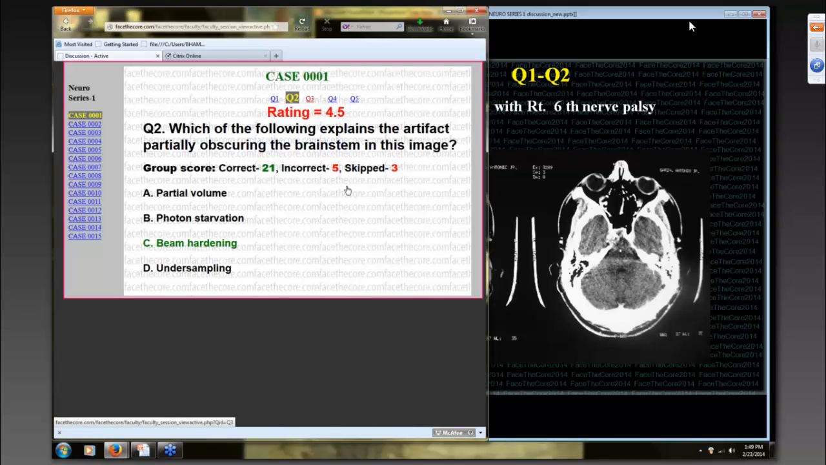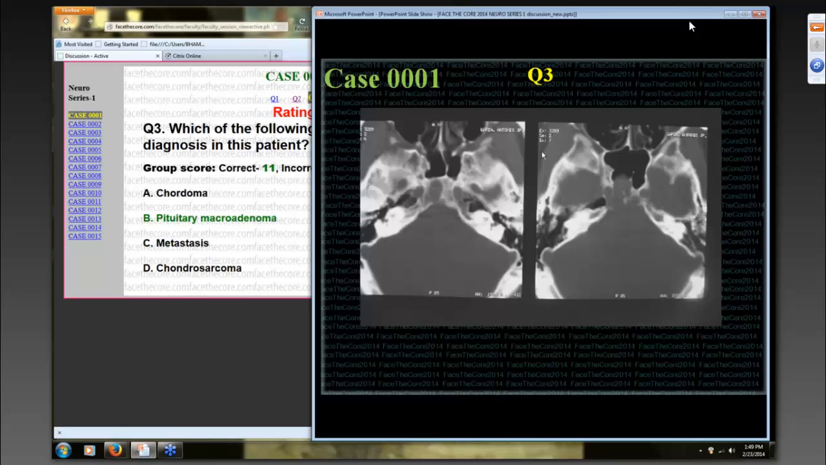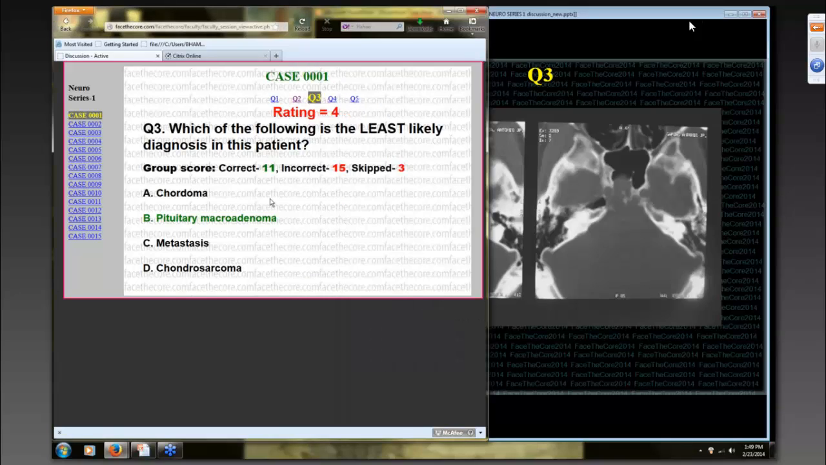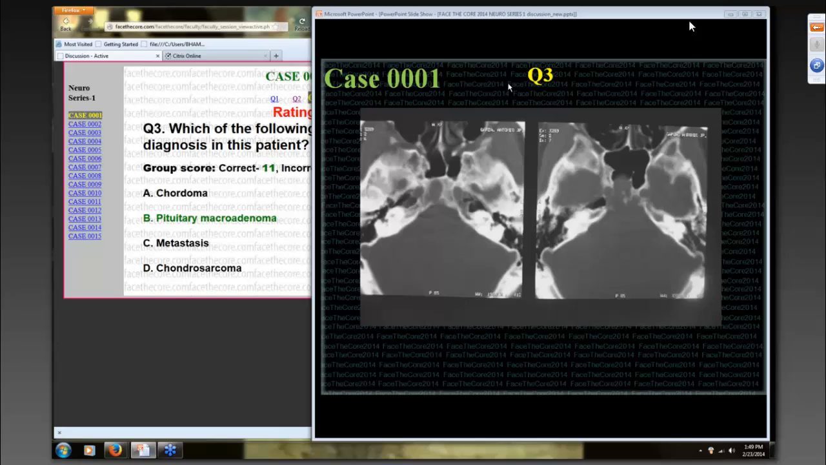Then move on to the next question, which is regarding the diagnosis, and in this the common conditions that we have already seen are the chordoma, the metastasis, and the chondrosarcoma. So the pituitary macroadenomas are really not in the differential diagnosis in these cases with these findings at this location of the clivus.